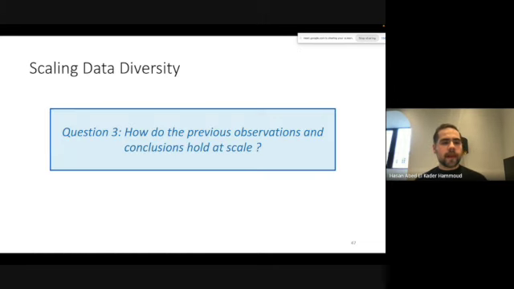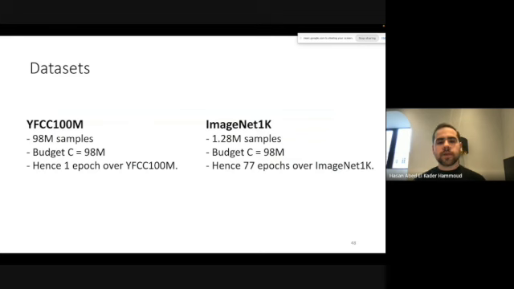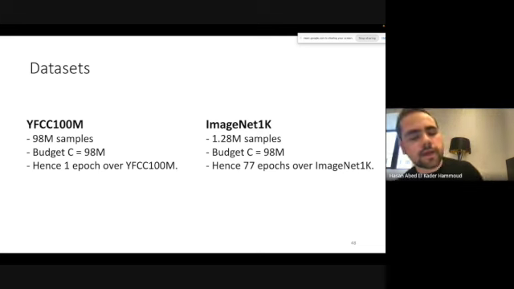Okay. And the last question that we propose in this paper is, how do the previous observations and conclusions hold at scale? All the previous experiments were done on a budget which is not too big. And here we want to move to bigger data sets. We consider two data sets, YFCC 100 million, which is collected from Flickr. It contains a lot of images of places and so on. 98 million samples. We fix a budget of 98 million total seen samples, and you are allowed a total of one epoch over YFCC 100 million. This is the budget that we define.